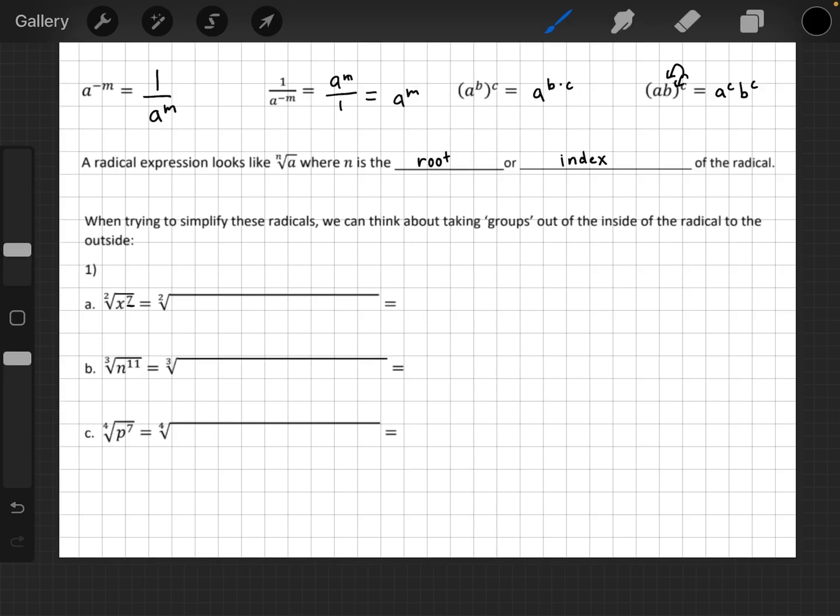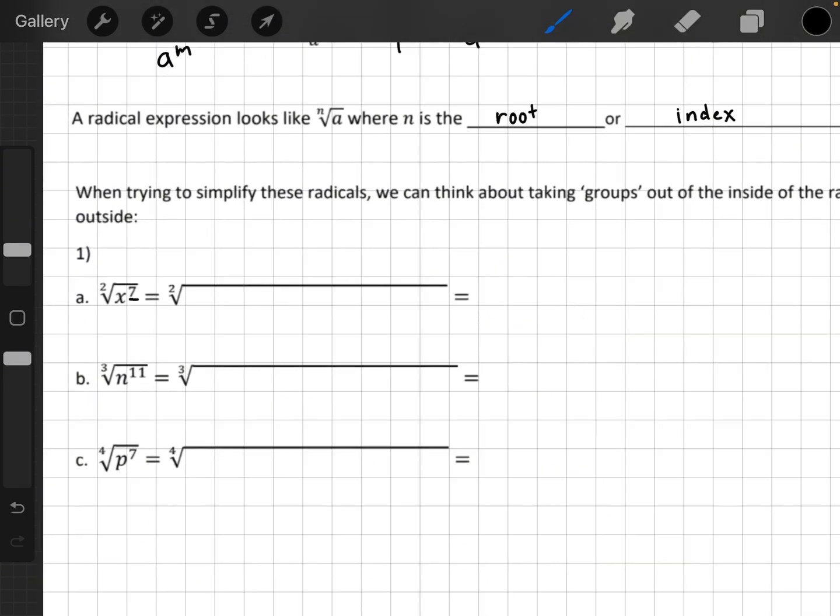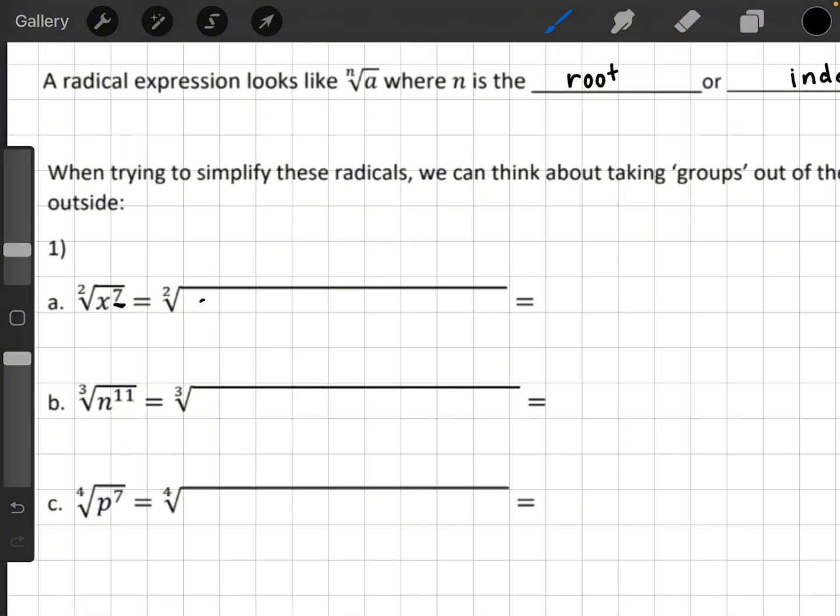A radical expression looks like the nth root of a, where n is the root or index of the radical. When we try to simplify these radicals, we can think about taking groups out of the inside of the radical and moving them to the outside. For the first example, we have the square root of x to the power of 7. So we have 7 x's here, and we can write that out on the inside.